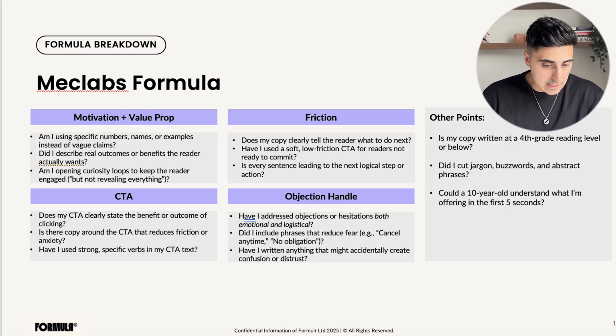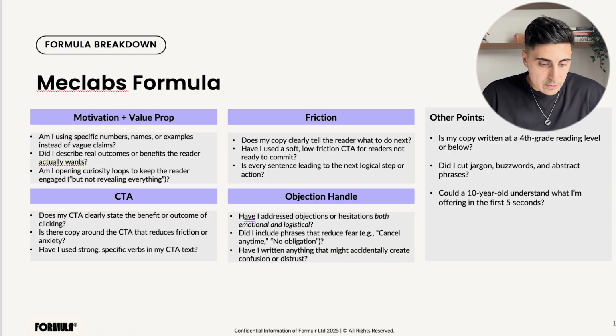Did I describe the real outcomes or the benefit the readers actually want? Again, reverse hair loss in 3 to 6 months, right? You can't get more clear than that in terms of outcome and specificity of time. Am I opening curiosity loops to keep the reader engaged? This, I would say, is particularly relevant in your headline. You want to show a little bit about the how, but not fully explain it. You just want to make it super clear about the outcome and the promise that your product will deliver on in that hero section.